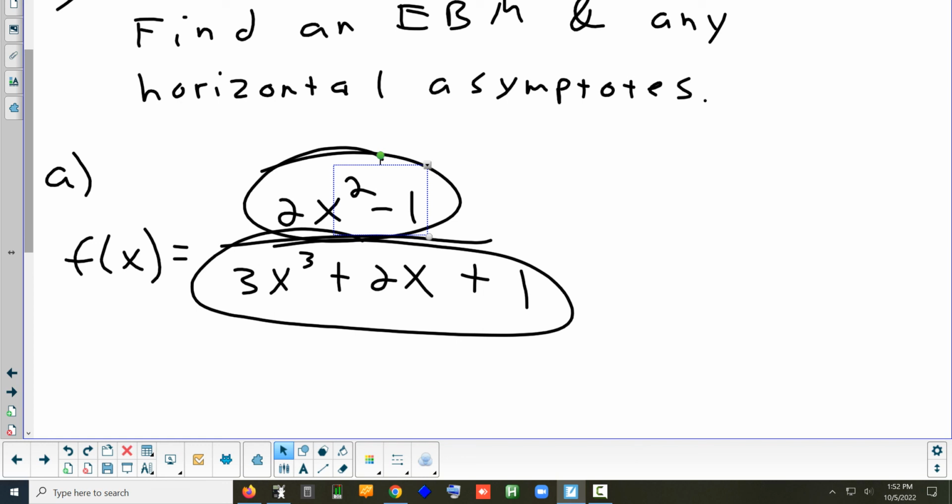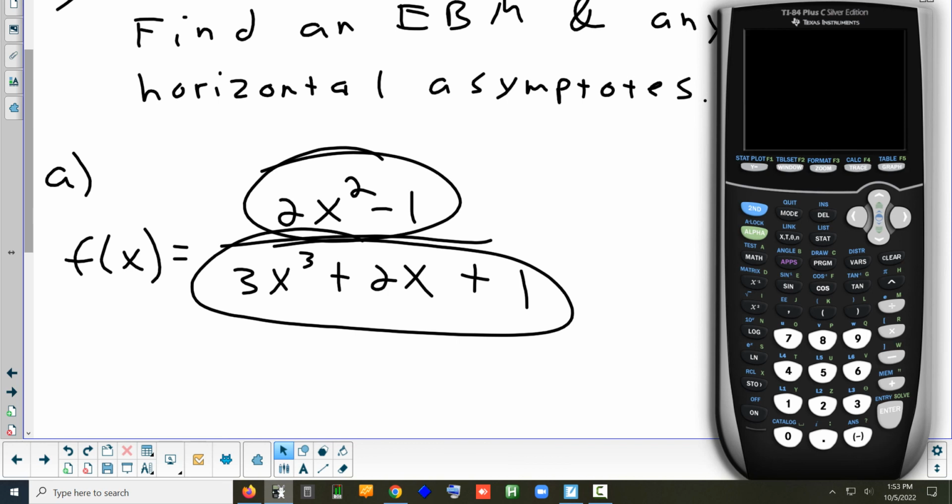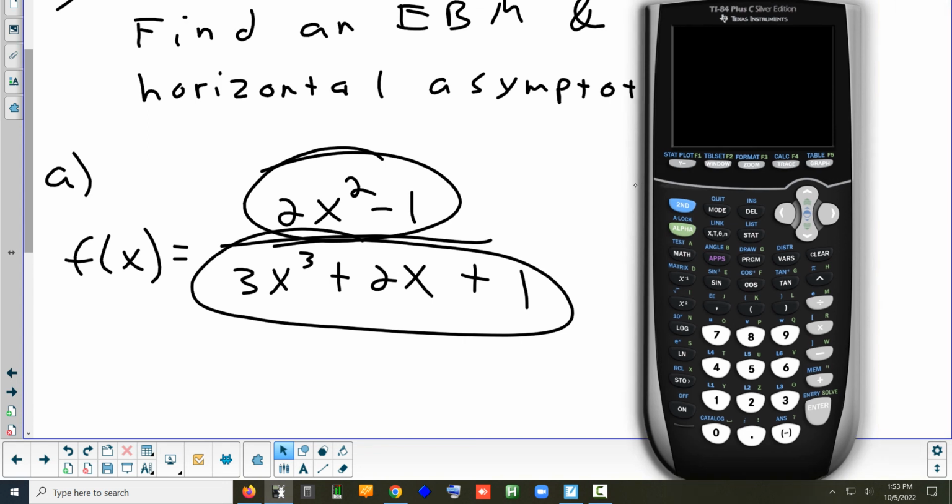Tell me. The 2x squared. Because think if x was 1,000. 1,000 squared times 2 is a huge number. 1 is barely anything. So 2x squared is the most important term in the top. Now let's look at the bottom: 3x cubed plus 2x plus 1. Which term out of those three do you think is the most powerful term in the bottom, the term that's really going to control what happens? Right, the 3x cubed.